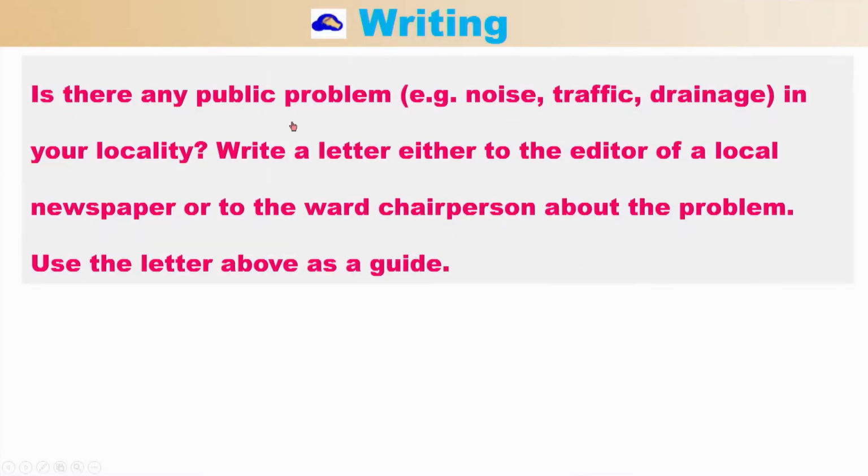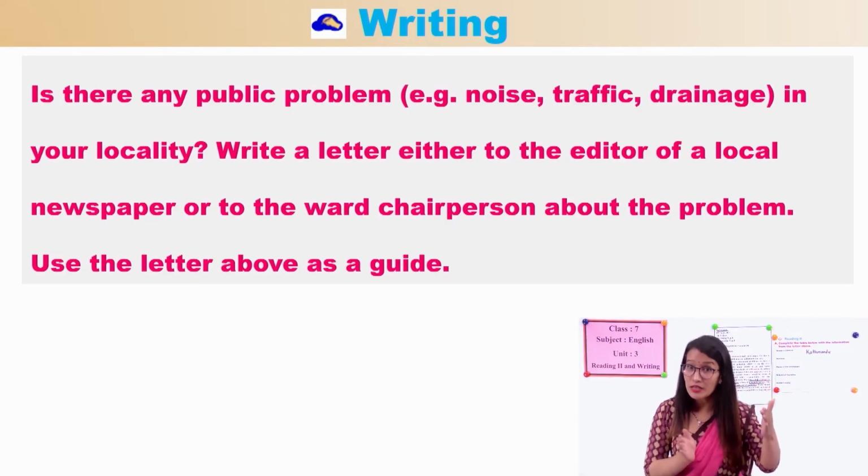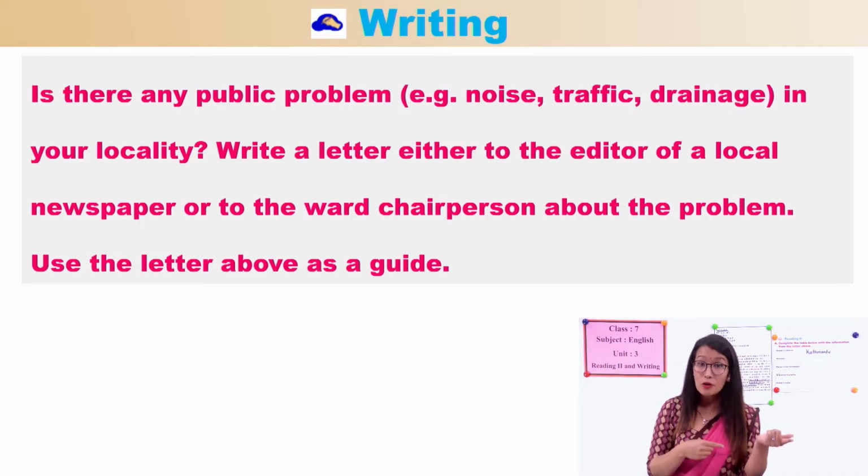Is there any problem, for example noise, traffic, drainage, in your locality? Write a letter either to the editor of a local newspaper or to the ward chairperson about the problem. Use the letter above as a guide. Like the letter we read before, we also take a problem in our locality as the subject and write an official letter either to the editor of a local newspaper or to the ward chairperson, okay, meaning the ward adhyaksha.